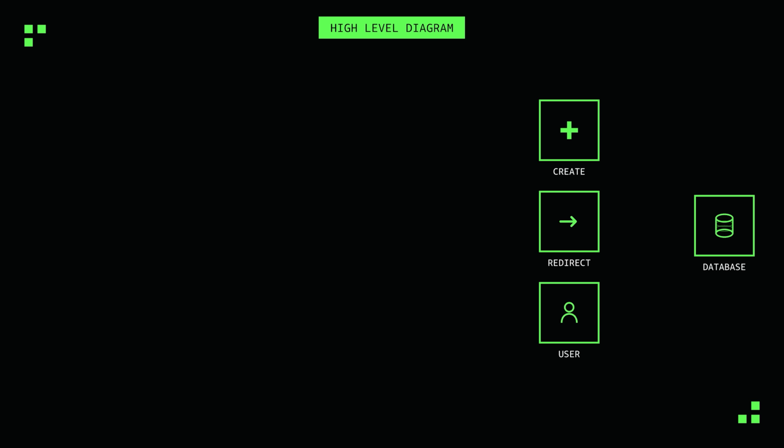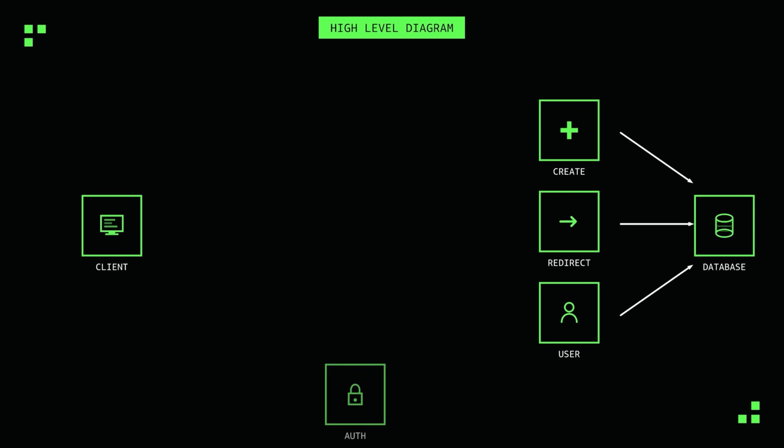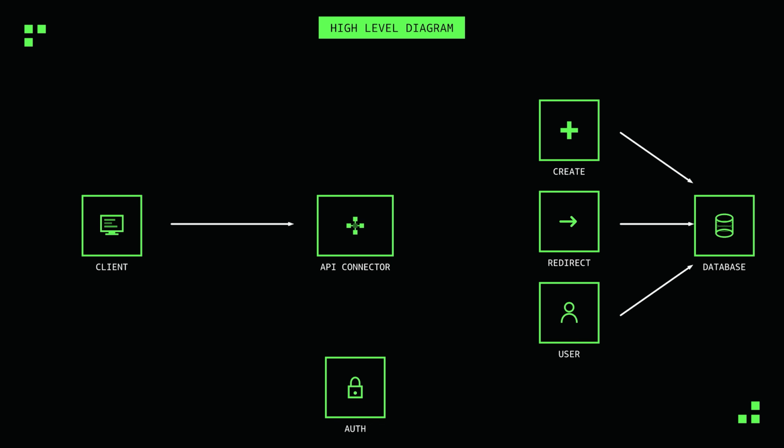These services have to be connected to a database to persist and access the mapping between the long URL and the generated short URL, as well as the user data. So we add a high-level database component. We also need a component for our front-end assets, so users can interact with our system. We call this our client. Let's also add an authentication service responsible for handling user registration, login, and issuing tokens that prove who the user is on subsequent requests. And finally, we need an API connector, which is the entry point for our client requests to be directed to the backend.